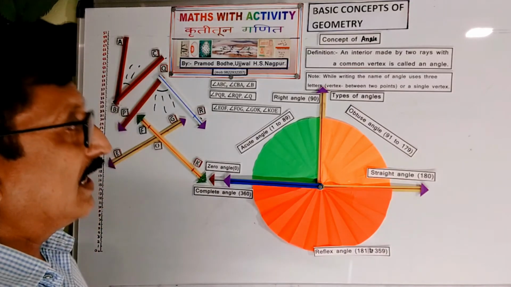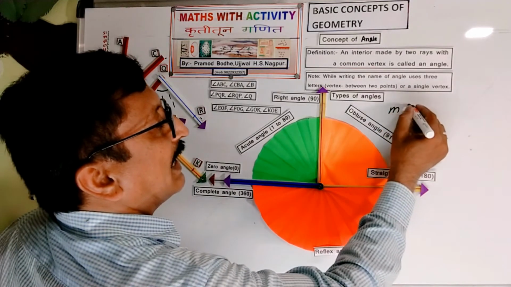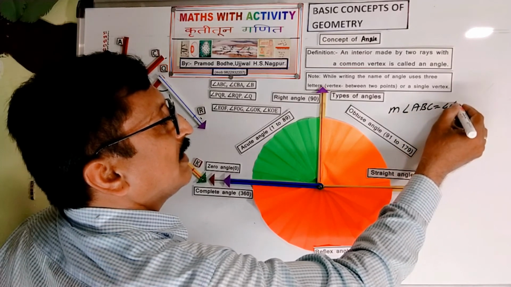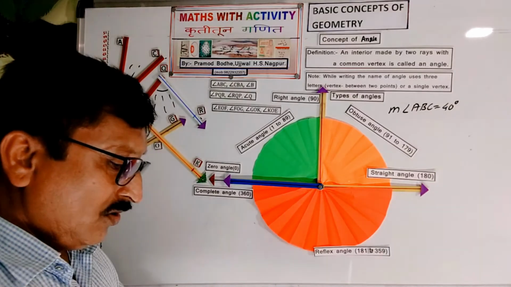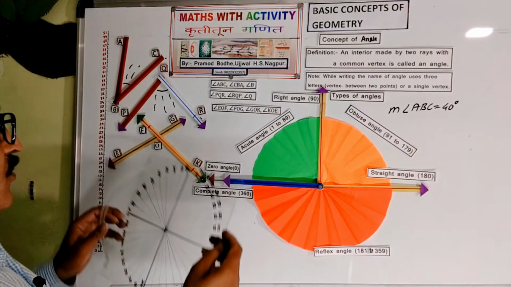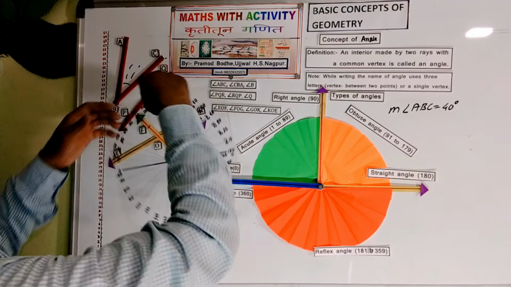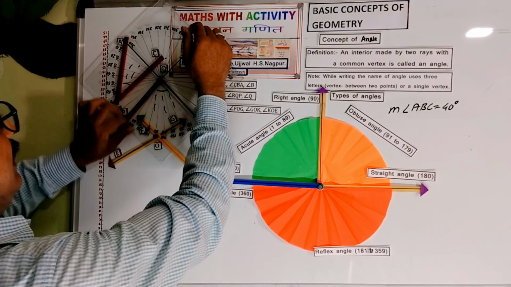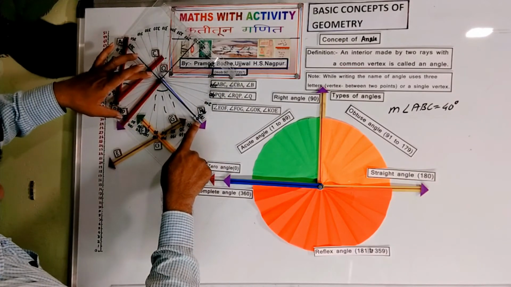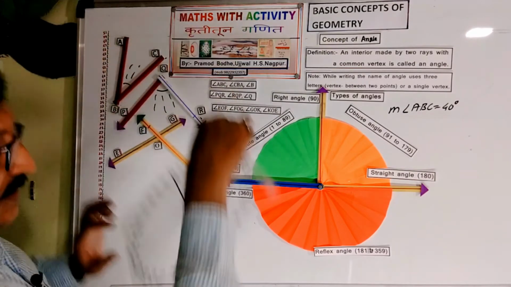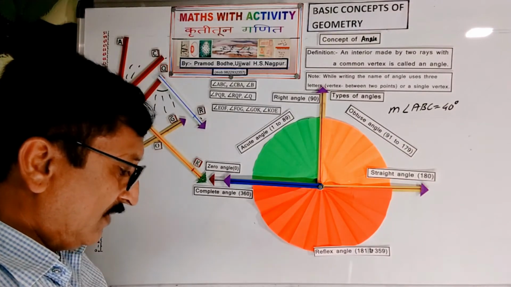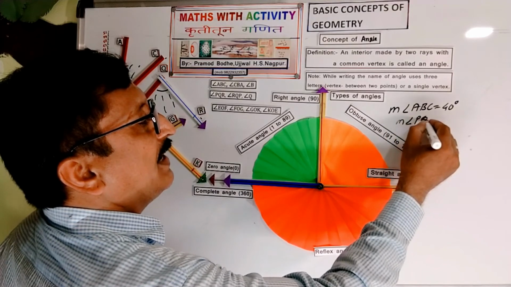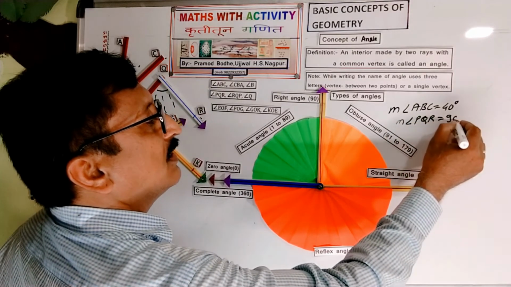And how to write that? You can write here, measure of angle ABC is equal to 40 degrees. Similarly, let us try to measure the angle PQR. Again you have to put the center at the vertex, and see, there is 0 to 90, and therefore the measure of this angle PQR is 90 degrees. Therefore you can write measure of angle PQR is equal to 90 degrees.